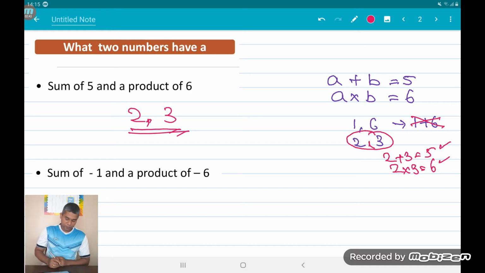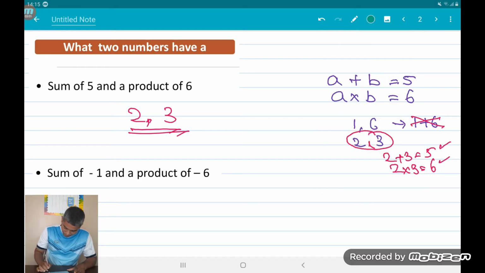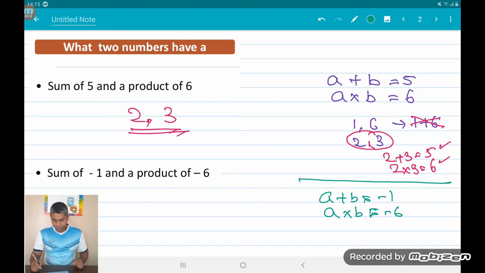Let us look at the next problem. Can you find two numbers whose sum is minus 1 and whose product is minus 6? We have to be careful with the sign. Let us look. What do you think about 2 and 3? Will it work? No, because 2 plus 3 is 5. Yes, we need to get a minus.